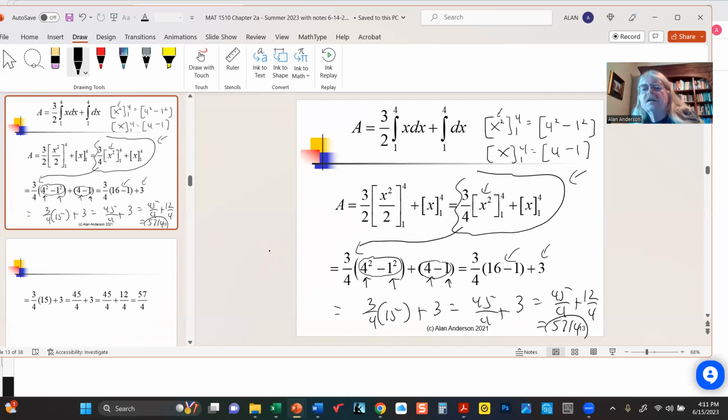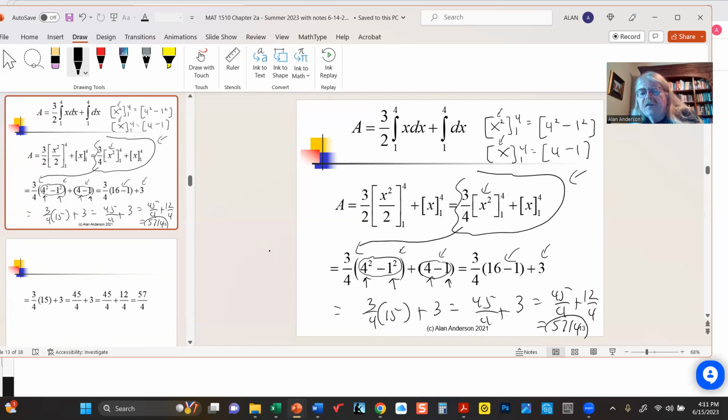Okay, so this first one is actually equivalent to saying 4 squared minus 1 squared. The second one is just asking us to do 4 minus 1. So we'll do that down here. We have 3/4, and then here we have 4 squared minus 1 squared. And then here we just simply have 4 minus 1. So we can rewrite this as 3/4 of 16 minus 1. In the second case, we just have 3.